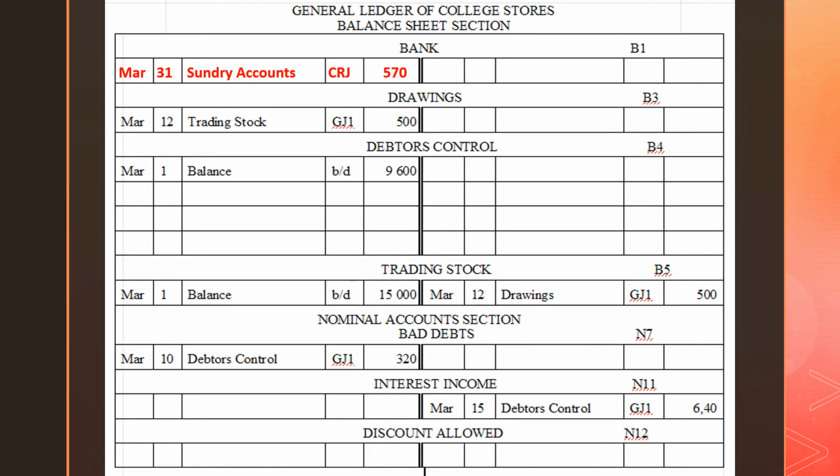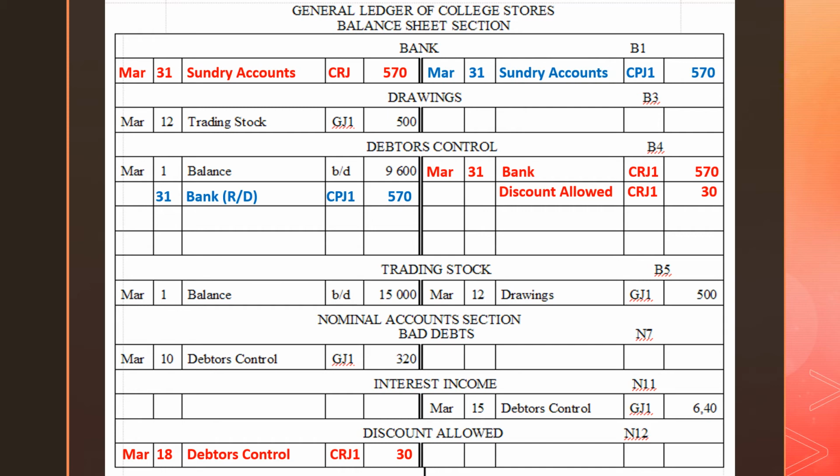Originally, the debtor paid us 570. We entered it into the cash receipts journal. We then debit bank and credit debtors control. We allowed him a discount, so we debit discounts allowed and credit debtors control. Now we need to take into consideration the dishonored check. So we debit debtors control to reverse the entry that he has when he paid us on the credit side. We debit debtors control and we credit bank.